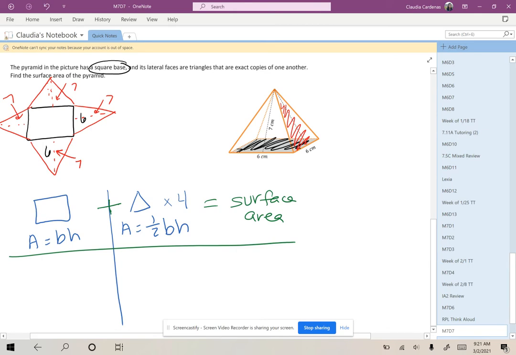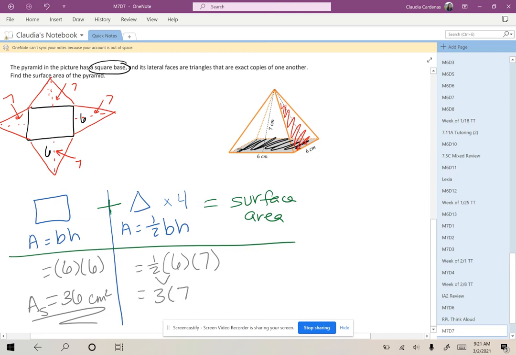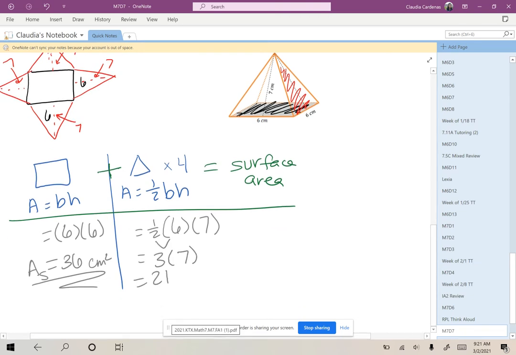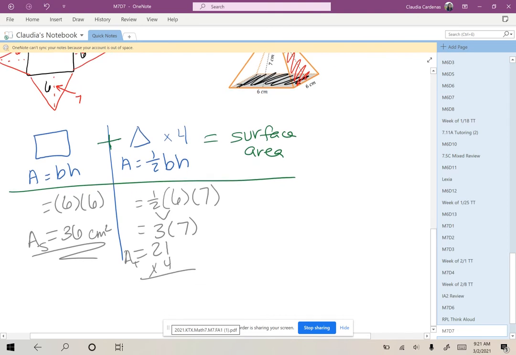Now that we have everything prepped, we can begin substituting our information into our formulas. So I know the base and height of the square is 6, which is 36 centimeters squared. So the area of the square is 36 centimeters squared. And I know the base and height of the triangle is 6 by 7, and I can do half of 6 first to get 3. And 3 times 7 is 21. So that's the area of one triangle, but I know that I can now multiply it by 4 so I can get all 4 triangles since they are exactly the same. And the area of 4 triangles is 84 centimeters squared.